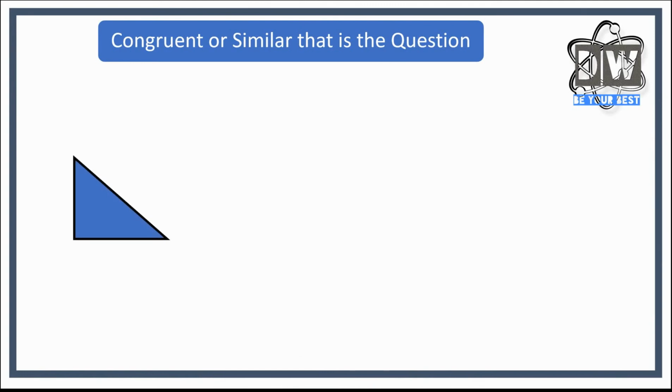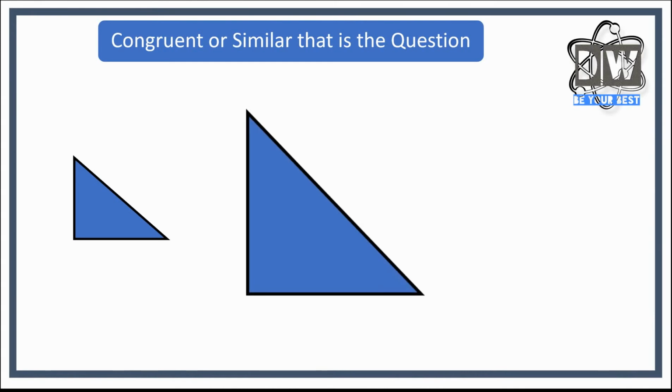So we've got a triangle here. I haven't put any measurements on it, but here we go. We've got a bigger one. So what we'd say is the bigger triangle is similar to the smaller triangle because it's in proportion to each other. And what that means is the angles are the same.